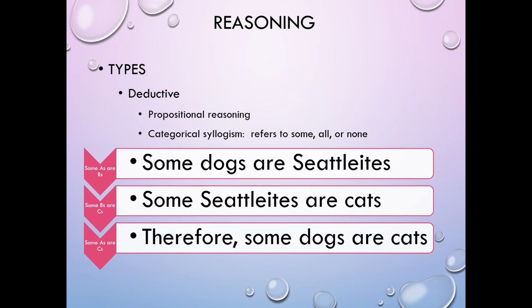Unless you guys are of the age where you ever saw that Nick Jr. show called Cat Dog. But that's not real. That's a cartoon. So some dogs are Seattleites, some Seattleites are cats. That's sounding really good, but then the logical conclusion that flows from it has got to be wrong. So it turns out that while some sounds better, all or none are the logically safer bets because you are more likely to be logically correct.